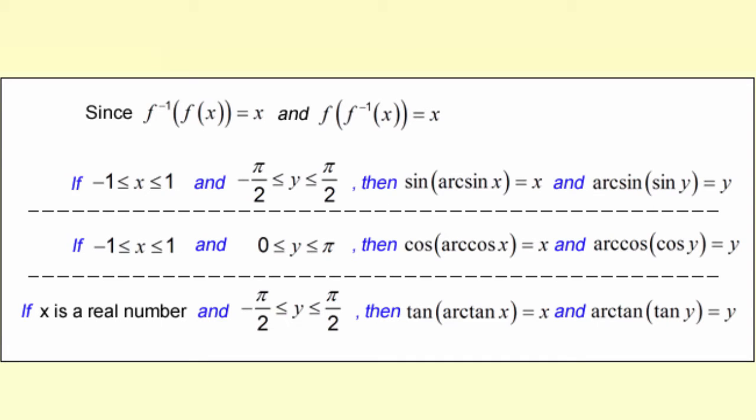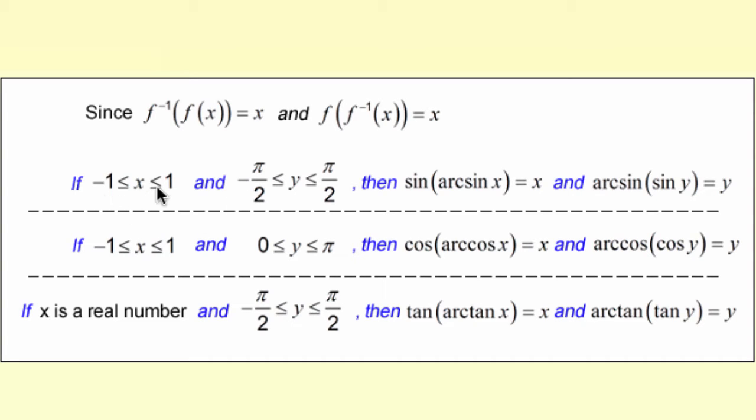So the big picture for this lesson is composition of functions. When you have composition of functions, f inverse of f of x equals x and f of f inverse of x equals x. So basically you're undoing the original function, which gets you the original input. When you're working with trig functions, you just need to be careful about the domains and the ranges.